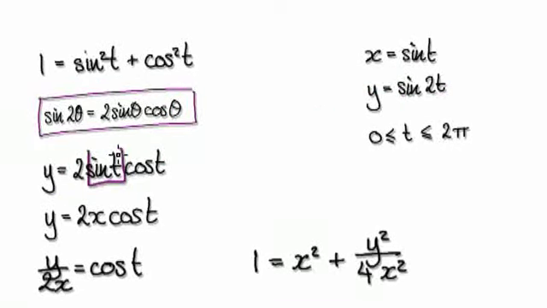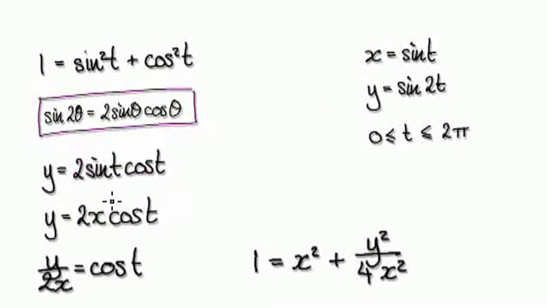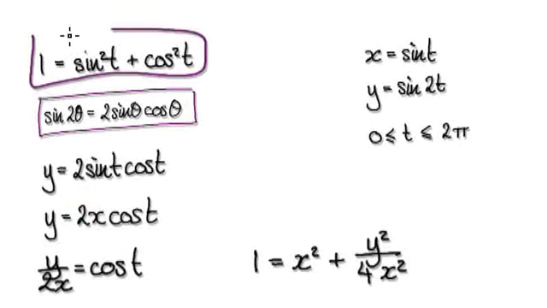And then if you look at this here, you've got a 2 times this block times this block here. Well, this is sine t. This here is sine t. So we can put the x into here. So that becomes 2x cos of t. Now divide both sides by 2x. That will then give you this. And then now we've got everything we need. We would then use this.